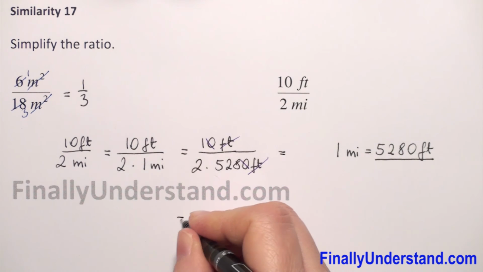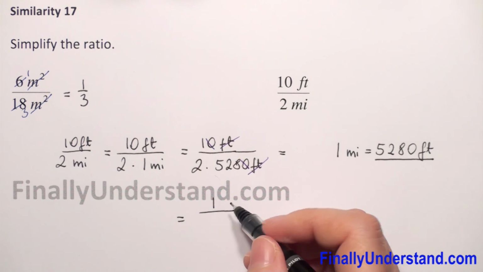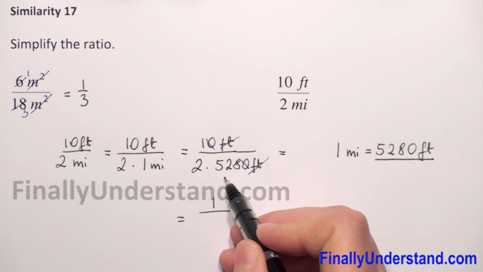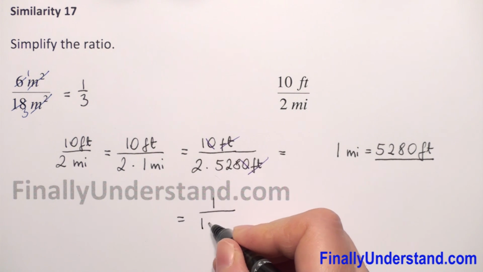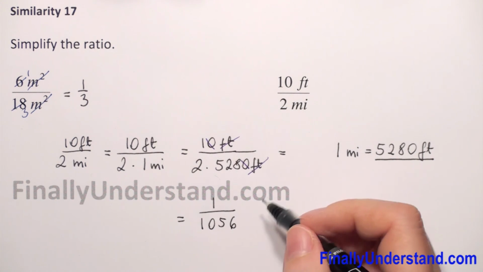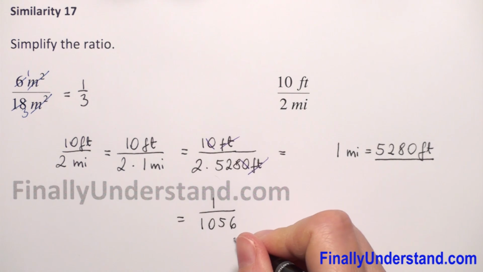and this is equal to 1 over 2 times 528. This is equal to 1056. So this is my solution.